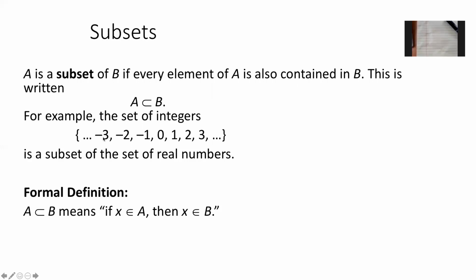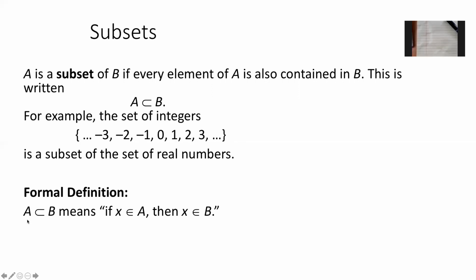For example, a set of integers is a subset of the set of real numbers, right? We can look at that way. I could also say A is the set of negative integers, and B is the set of real numbers, or I could say all integers, whatever you might think.